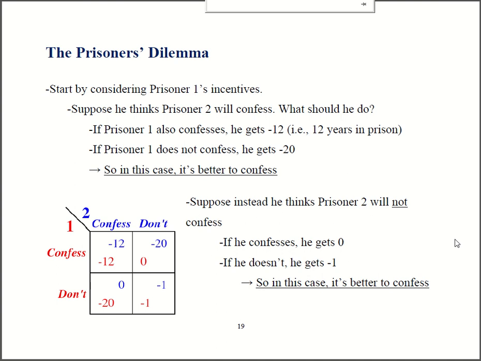Now, again, the issue I've been thinking about is that they're being interrogated separately. I don't actually know what prisoner 2 is going to do. Nevertheless, this exercise is still quite useful. What we established is that in either case, it's better to confess. We said that if we think prisoner 2 is going to confess, our best option is to confess. If we think they're not going to confess, it's still better to confess. So no matter what they do, it's better for us to confess, so we're going to confess.